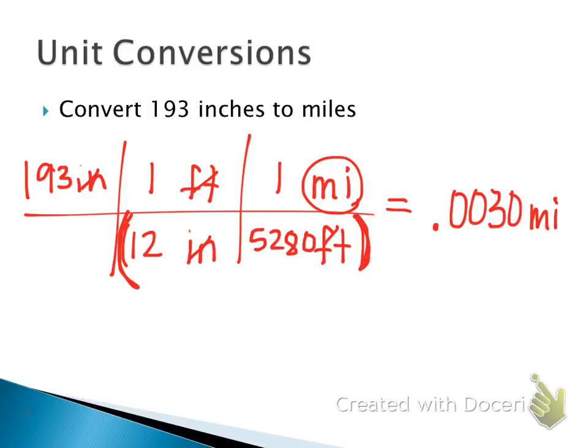Yep. Okay, if you're not getting that to come out in your calculator, I need you to tell me so I can come help you. Okay, anybody not getting that to come out? It's okay. I just need to know. Okay, be careful when you divide. It's either 193 divided by 12 divided by 5,280 in your calculator, or divide by parentheses 12 times 5,280. You've got to be careful there. Okay?